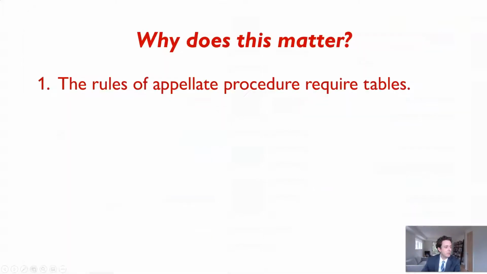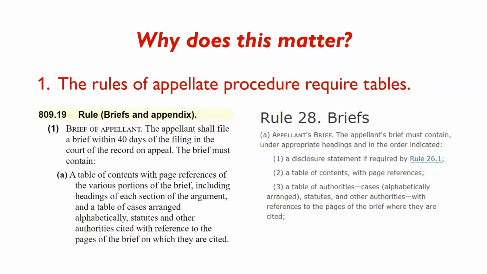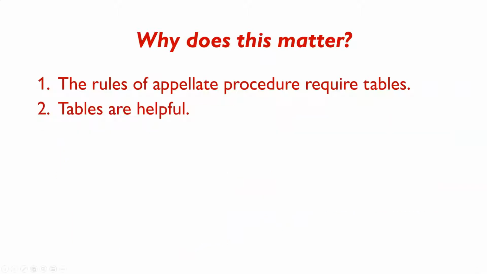First, the inclusion of tables in your briefs is dictated by the rules. State and federal rules of appellate procedure, to be precise. Those are the Wisconsin rules on the left, and the federal rules appear on the right. Both explicitly dictate that a table of contents and a table of authorities appear in briefs, and you have to follow the rules. The second reason why this matters, tables are helpful.